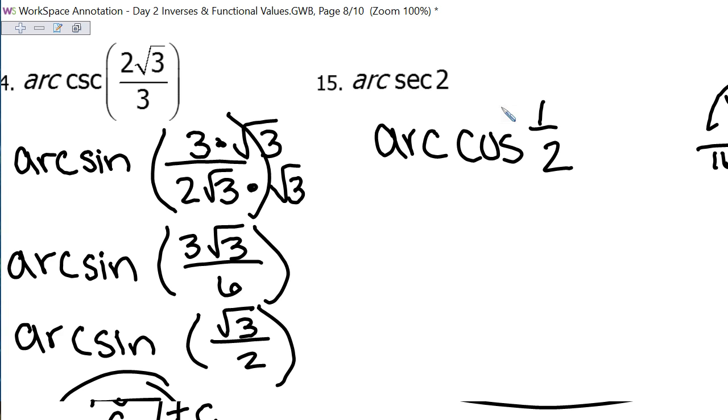And what angle has the cosine of 1/2? Pi over 3. 60 degrees. And is that between, so is pi over 3 between 0 and pi? Yes. As our principal value.